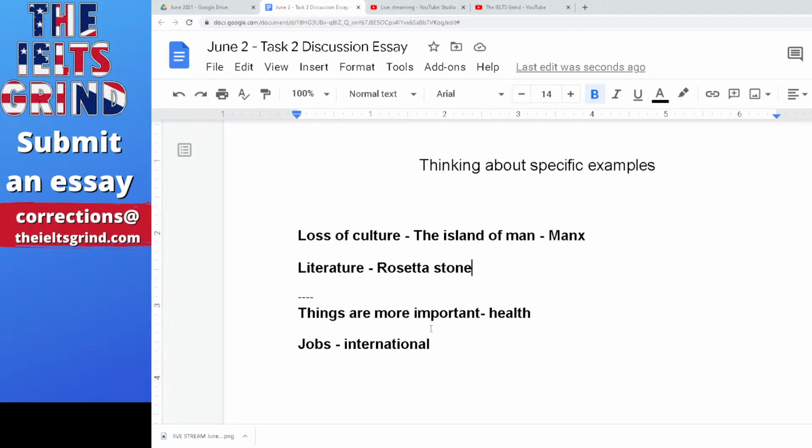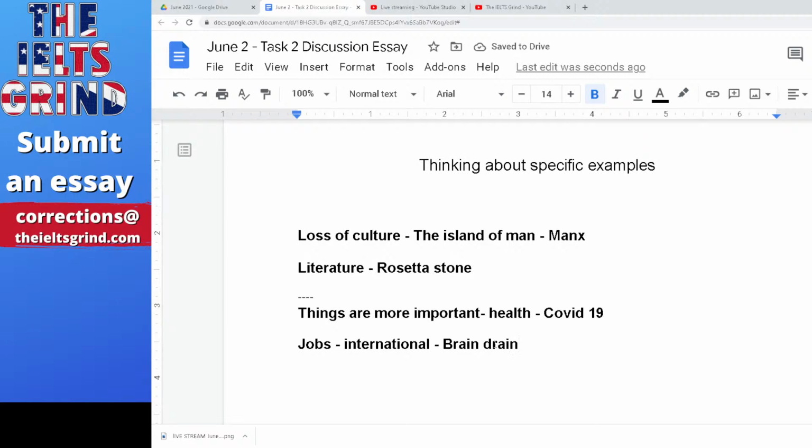so things that are more important, health. Okay, so I think if we're talking about this, the obvious example is COVID-19, talking about the fact that right now we'd rather spend money on preventing the spread of COVID-19 rather than learning an ancient language or lost language. Yeah.